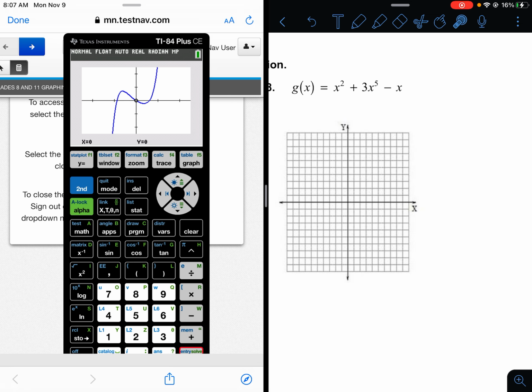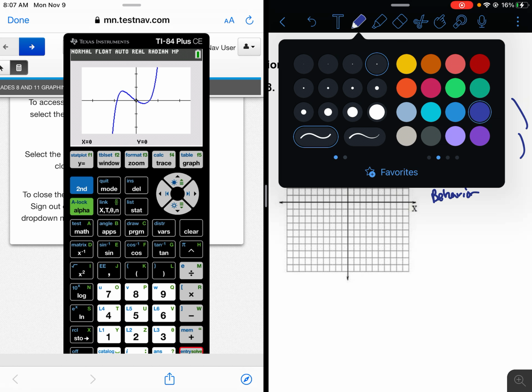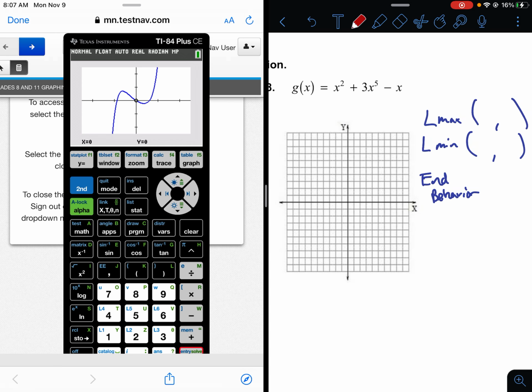And so here's a list of everything we're going to have to find. We're going to have to find local max and local min, so I'm going to say L max and L min. These will be coordinates. The other thing we'll have to find is end behavior. Okay. So let's find those right now. Let me change colors. So local max and local min, again, second calc. And so let's find the max first. So max is over here, so I make the cursor a little bit left of it and then a little bit right of it.